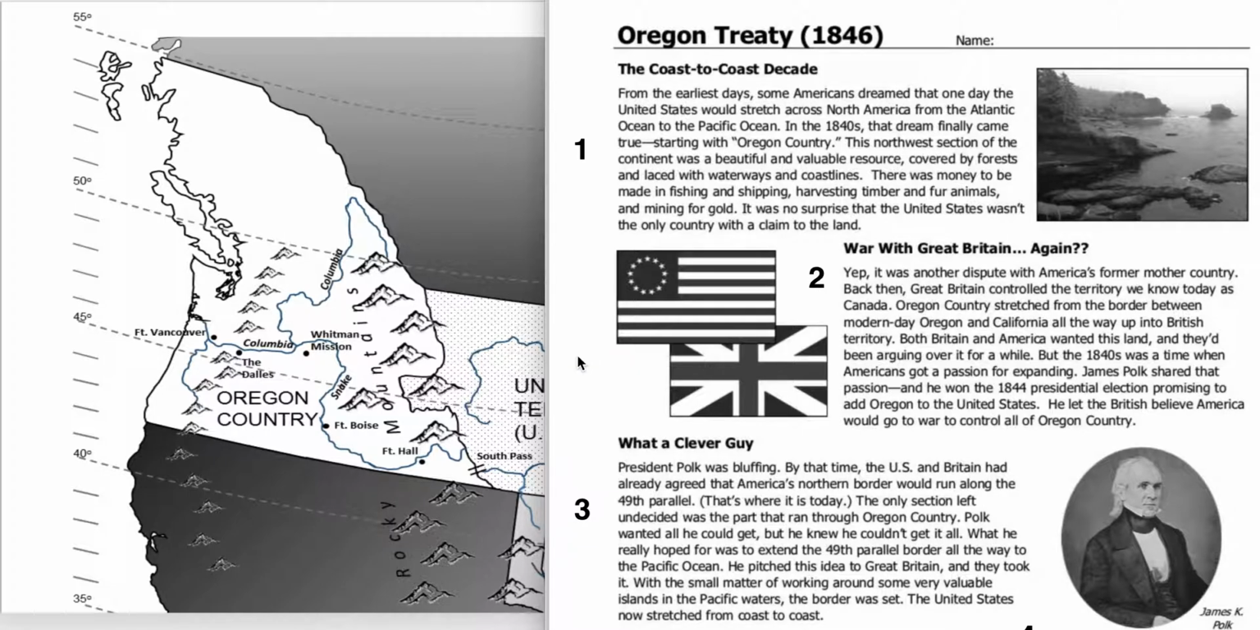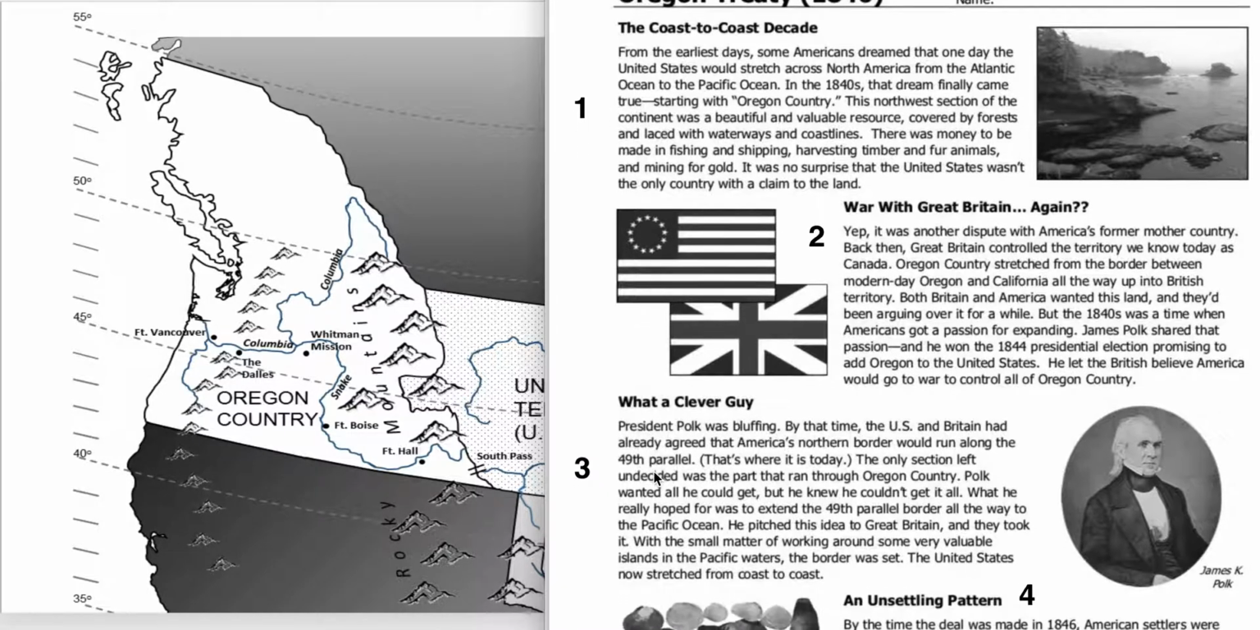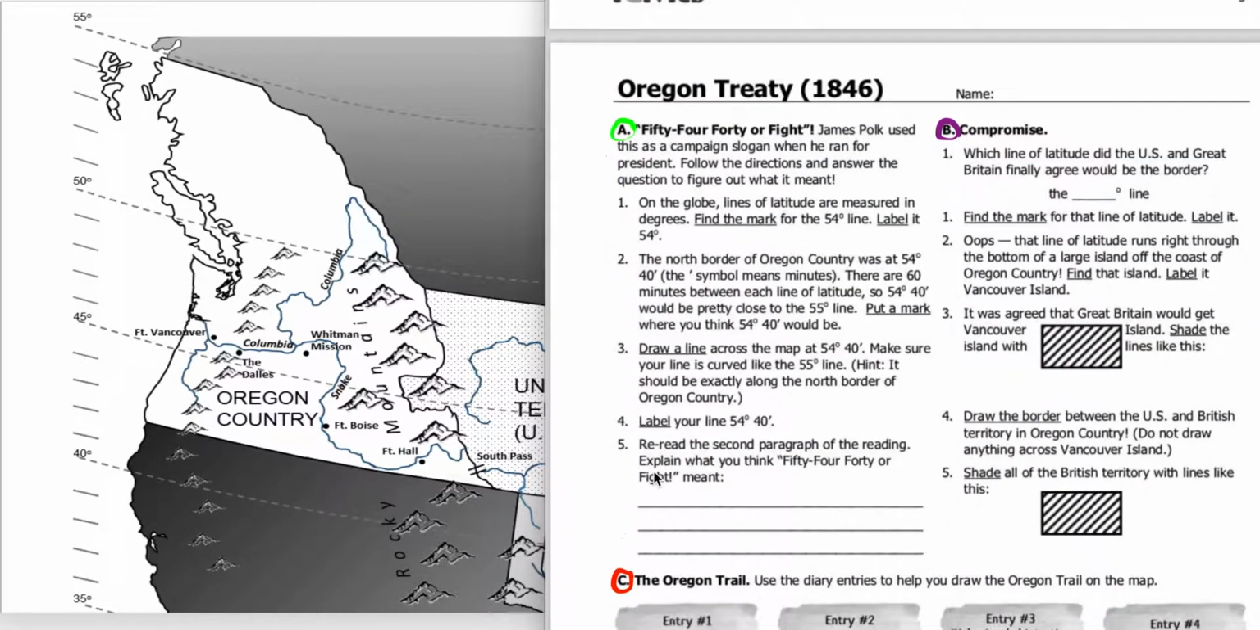At any point, if you feel like I'm going too quickly and you cannot keep up with me, feel free just to pause the video. So, with the Oregon Treaty Activity, the first thing you need to do is number your paragraphs, as well as read the introductory essay. Then you're going to need a green pen, a purple pen, and a red pen. Feel free to use markers or colored pencils, whatever you happen to have handy, but they do need to be in those particular colors. So let's start with section A, which we're going to be doing in green.